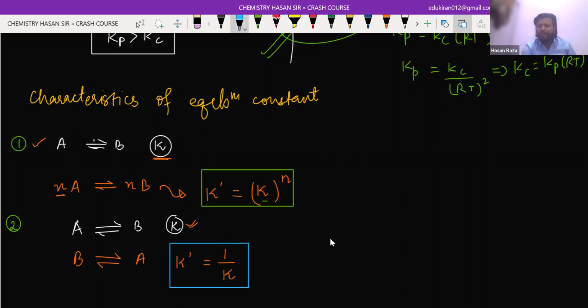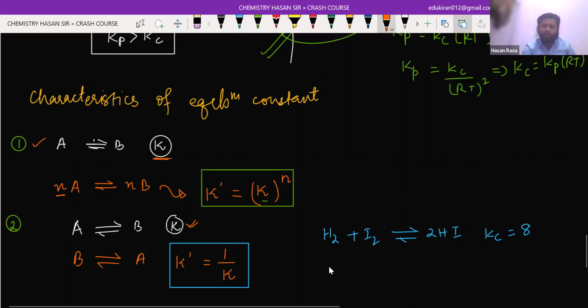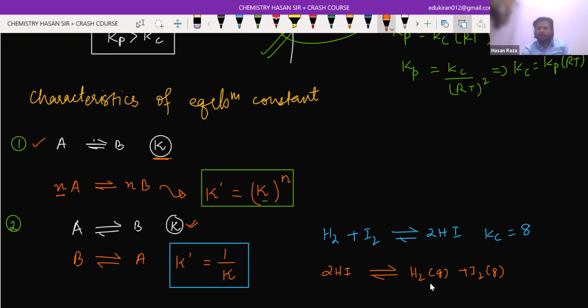It's also very easy. It will be inverse. Just take an example. If you have H2 plus I2 in gaseous state giving 2HI, and its KC is given as 8. Now I'm going to ask you a question. What will be the KC for the reverse reaction? Just look at the reaction and you can see this reaction is the reverse of the previous one. So the KC for this will be 1/8. Is that clear?